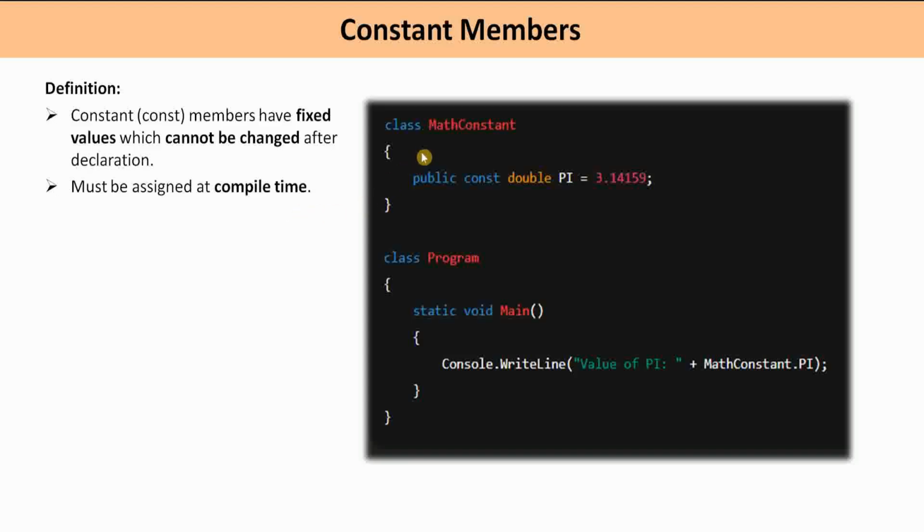First we have one example here, a math constant class, where we put some value for pi, 3.14, and for this we use the const keyword. If we want to use constant members, we have to use the const keyword, and inside the main method we directly call this class dot pi. If we want to change this one, we cannot change it, it will throw a compile time error.